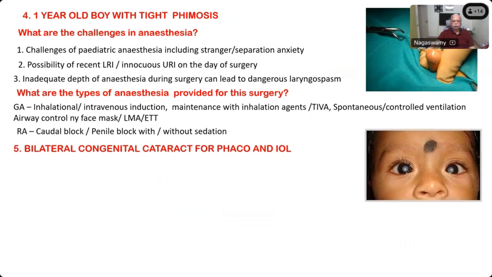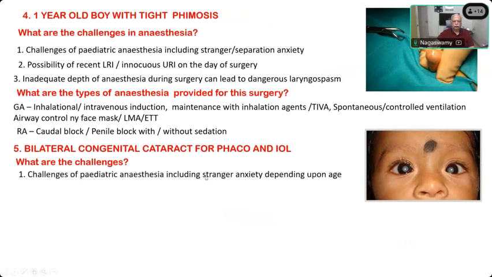This is a case of bilateral cataract for phaco and IOL in a child. So what are the challenges in this case? So pediatric age group. Always, whenever you have a pediatric child or case, you must first say it is a pediatric age group. So challenges of pediatric anesthesia, including stranger anxiety, depending upon the age. Okay. Then what is the next thing? Oculocardiac reflex. The two important reflexes which are peculiar to the surgery in the eye.